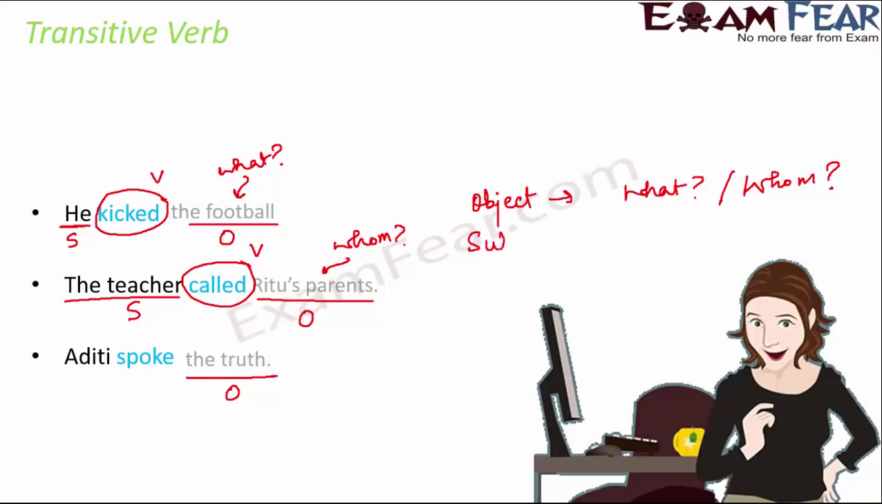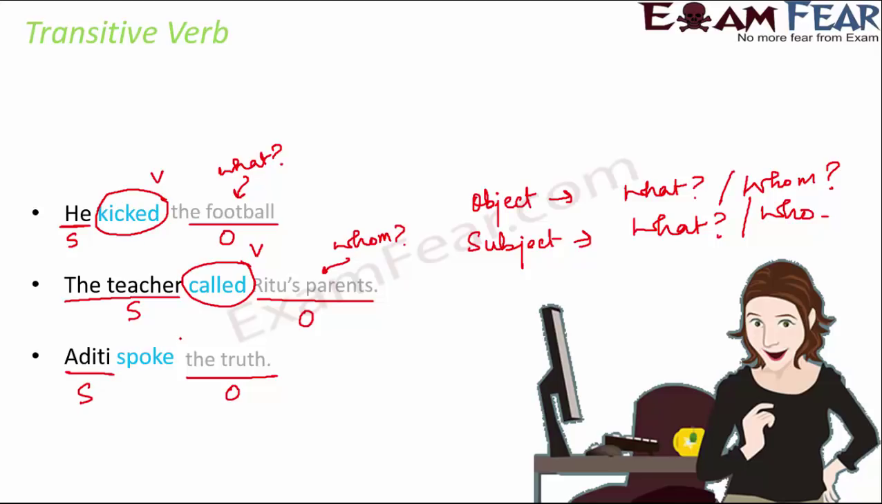And in a similar way, how do you identify subject? For that also you will have to ask what or who. For example, who kicked the football? He kicked the football. So he is the subject. Who called Ritu's parents? The teacher called Ritu's parents. So the teacher is the subject. Who spoke the truth? Aditi spoke the truth. So Aditi is the subject.